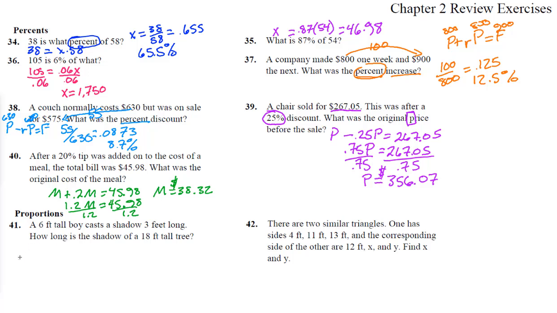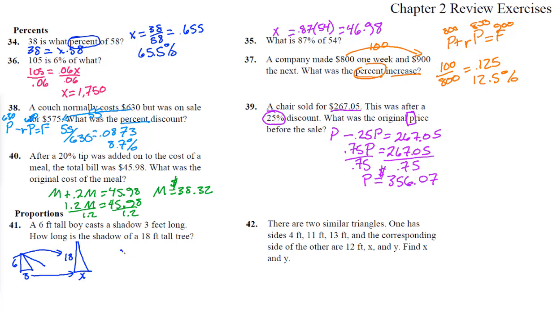Number 41. A 6-foot tall boy casts a 3-foot shadow, and an 18-foot tall tree would cast a what foot shadow? Now, some of you can see that 6 going up to 18, and 3 will go to there. If you enlarge that, you're going to times by 3. This will be a 9, but let's do it.